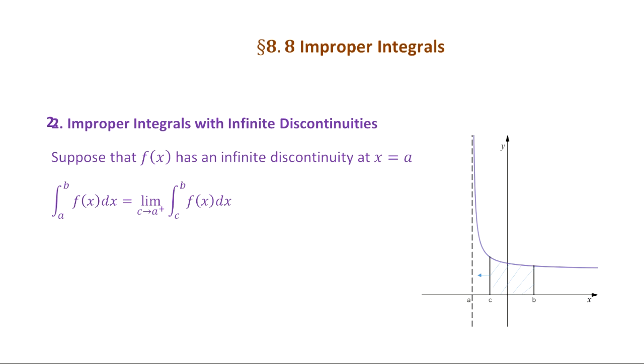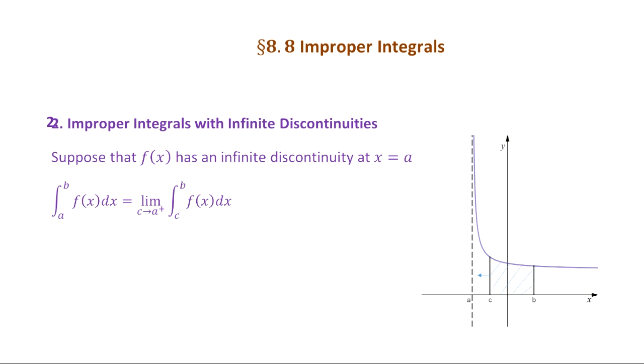So what do you do? You're going to integrate the function from c to b, find the area from c to b. And c is between a and b, and then you just push c, the left boundary, to a. Just integrate the function from c to b, and then take the limit of c approaching a from the right. So you put a plus in here. That's the right-hand side limit. So again, that's a two-step problem.